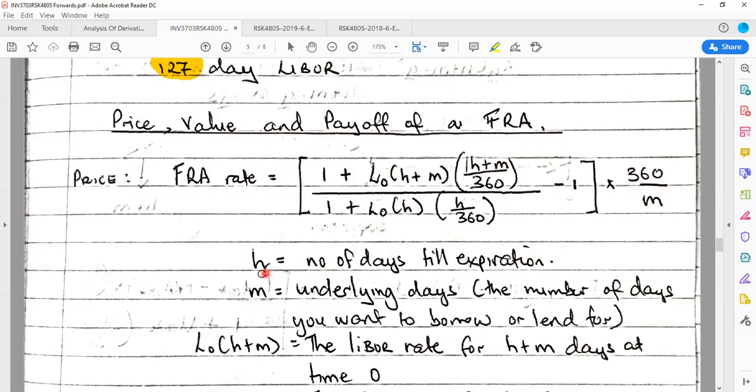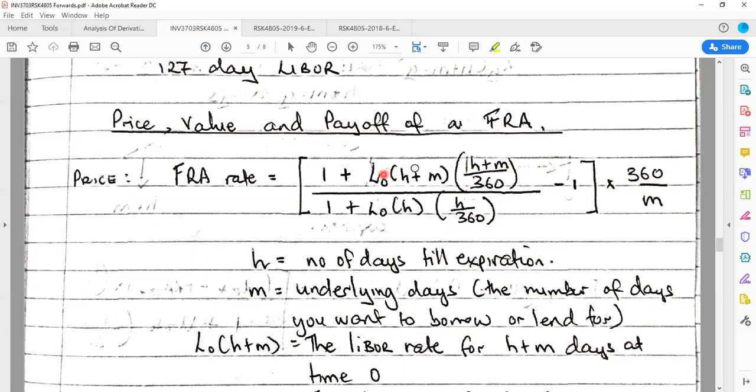And H is the number of days till expiration. So these are the number of days that pass before you want to borrow or lend the money. This M is the underlying days. So this is the number of days you want to borrow or lend the money for. So let's say you want to borrow or lend money in 30 days, that would be H. And let's say you want to borrow or lend the money for 180 days, that would be M, right?